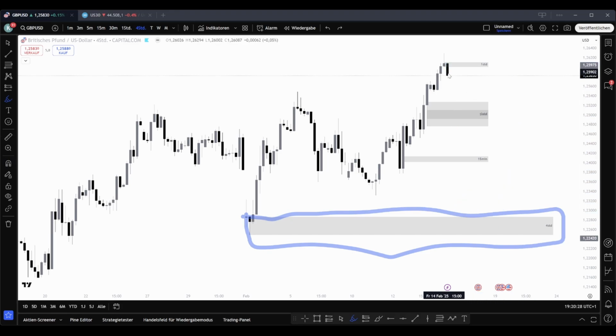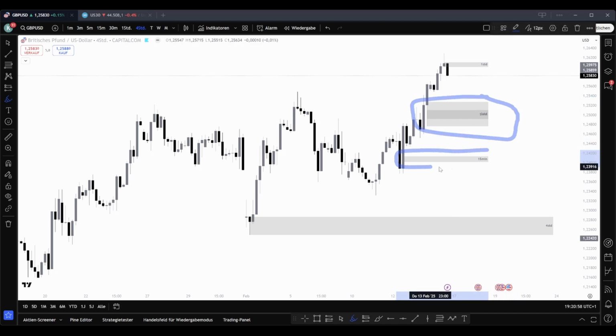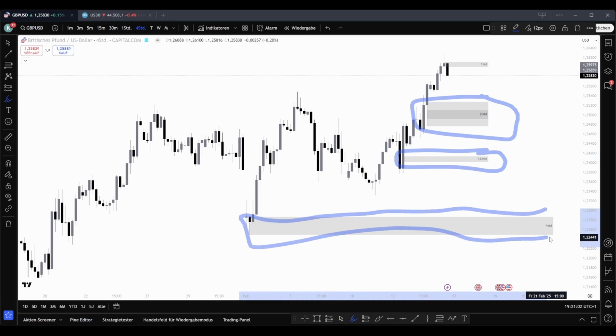Or there's a possibility that price might react within this 1 hour and 5 minute demand zone and continue to go up. Or there's another possibility that price might come here instead within the 15-minute time frame to go up. Since I have three zones, I have this zone which I'm expecting to look for a buy, this zone to look for a buy, and this zone to look for a buy.